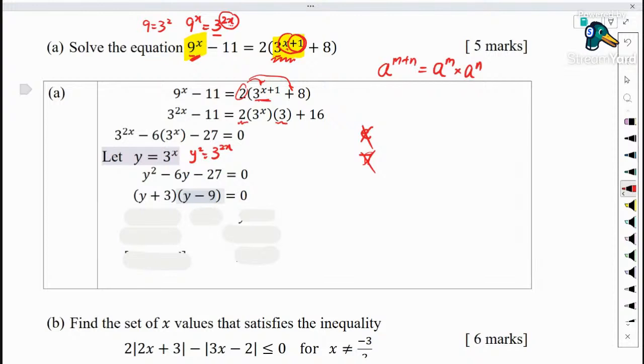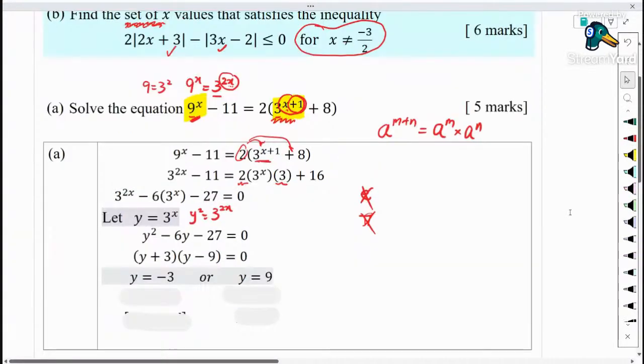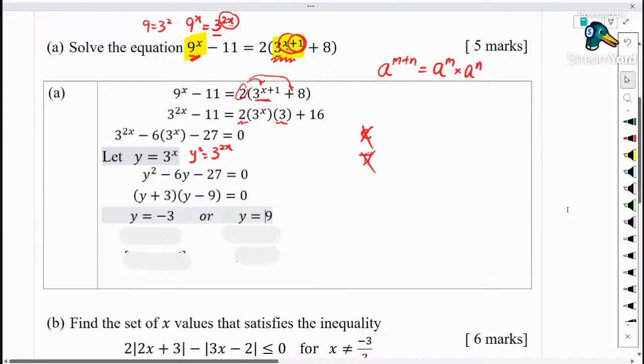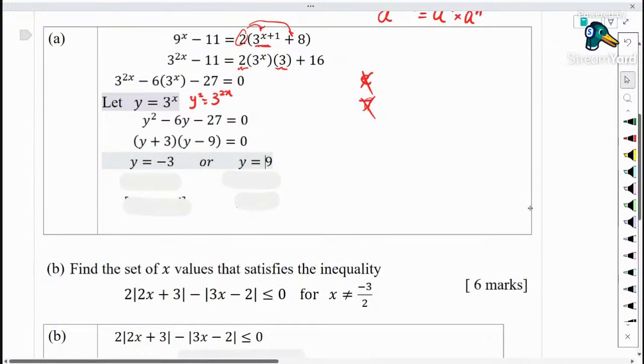Then proceed. You find out that from each of the factors, it gives us a result y equals minus 3 or y equals 9. We have two possible answers, and we need to decide which one we should accept or reject. But before that, before you make any decision to reject a certain answer, you don't reject when the term is still written in y, in our assumption term.